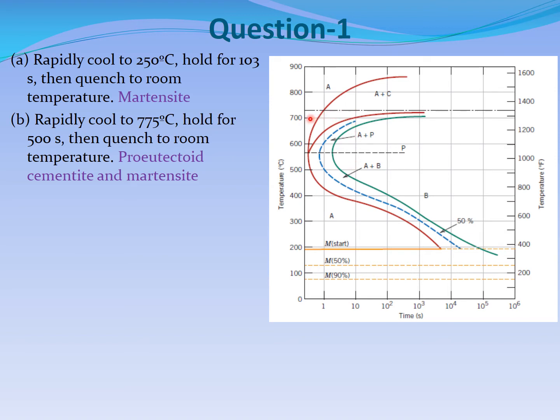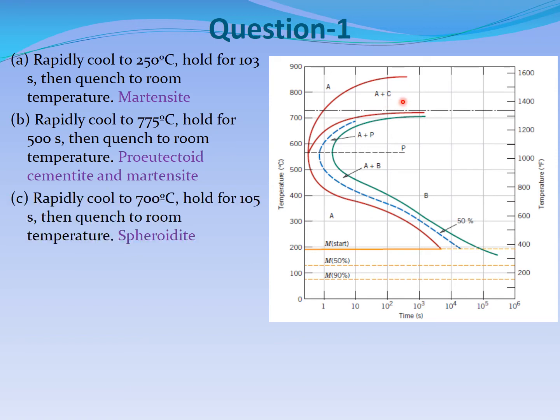So cool to 775, this is 700, this is 750, right? Remember, your line is just this line, roughly this line. So you come to 775 here and hold for 500 seconds. This is 10, this is 100, this is 500. So you are here. And you hold it and whatever you get, then quench to room temperature. So you first quickly come here, and whatever you have, then come down.